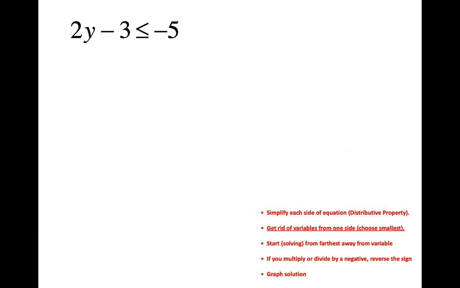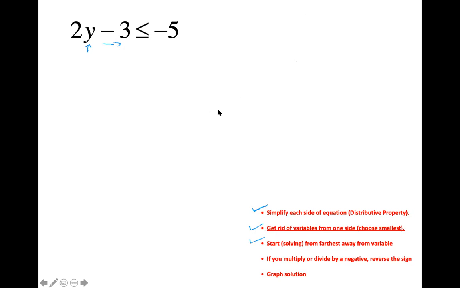All right, so we'll start off with a two-stepper first. Let's say we got 2y minus 3 is less than or equal to -5. Step number 1: if there's any distributive property, do it. There's no distributive property here. Step number 2, get all the variables on one side. There's only one variable, and it's on the left side, so that one's done. Then it says start solving the farthest away from the variable. Here's the variable y. So don't get rid of the 2. Let's get rid of the -3 first. In other words, get rid of addition, subtraction first.